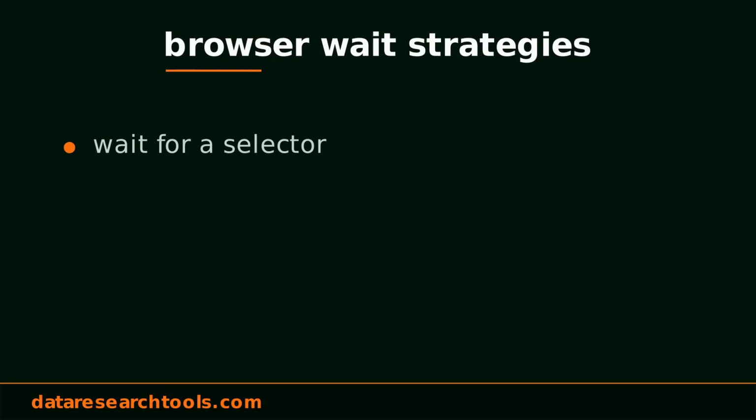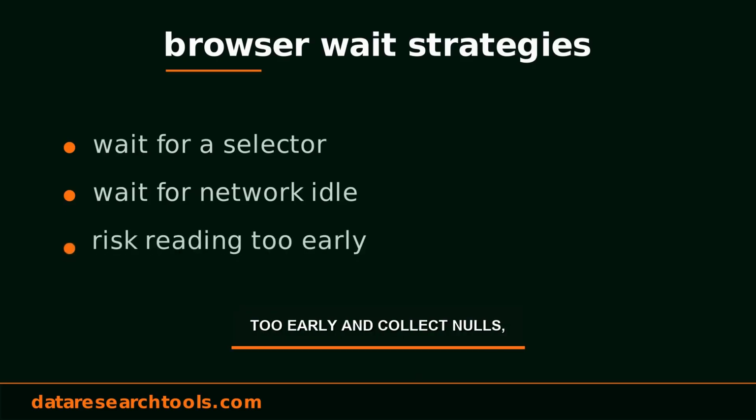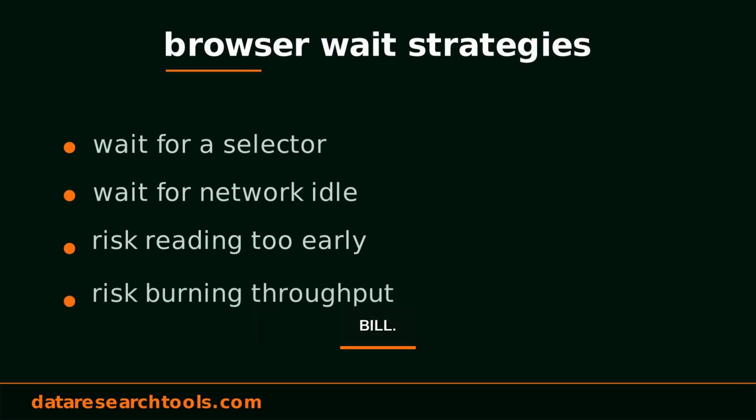So you write waits. Wait for a selector to appear. Wait for the network to go quiet. And every one of those waits is time you spend on every single page. Get the waits wrong and you either read the page too early and collect nulls, or you sit longer than you need and burn throughput. That timing work is a real part of the browser build.